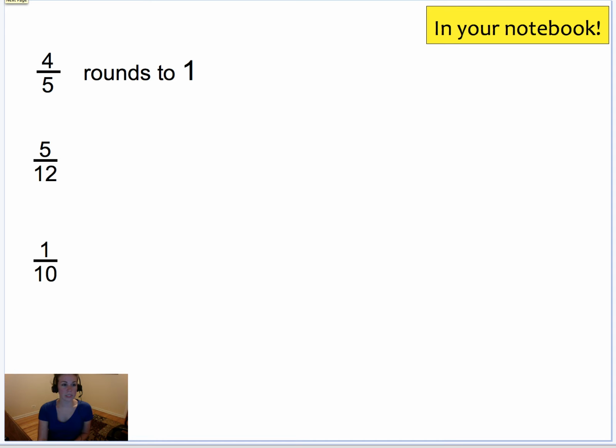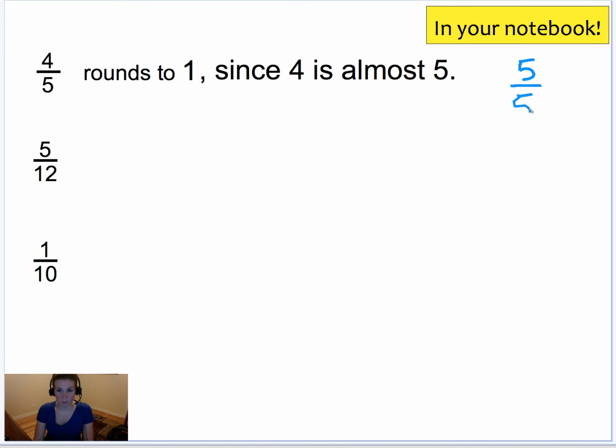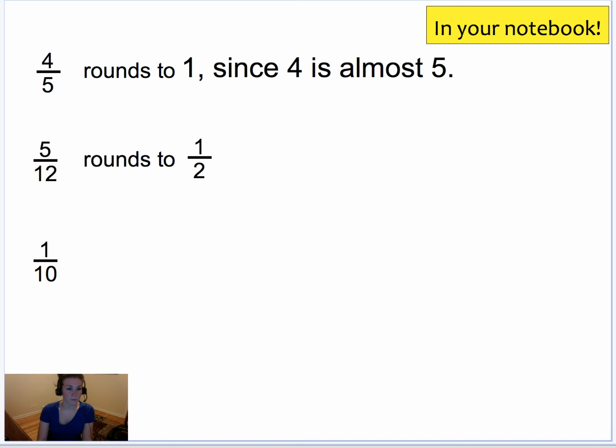And the reason is because 4 is almost 5. So think about this. Since 5 is my denominator, if I had 5 out of 5, that would be equal to 1 whole piece. And because 4 is almost 5, that means that 4/5 will be closest to 1 whole piece. For the next fraction, 5/12, that rounds to a half.